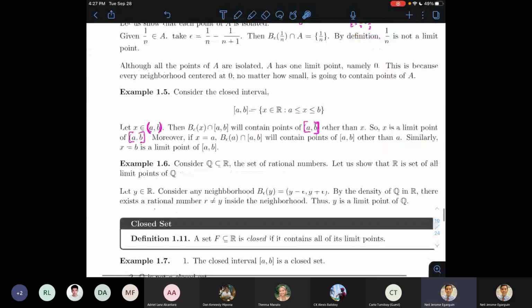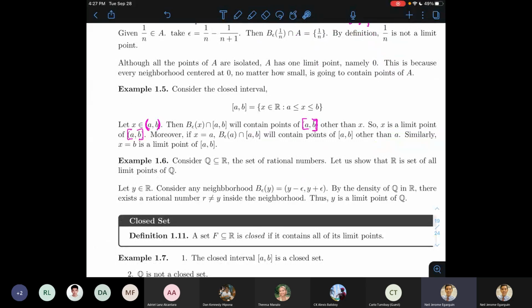Okay, going back, let's go to example 5. I made some correction to example 5, so kindly take note of these. So in example 5, we considered the closed interval AB, and then we want to show that every element of this set is a limit point. Okay, kung yung example 4, lahat ng elements niya ay isolated, baliktad naman, lahat ng elements ng set na to, which is the closed interval AB, is a limit point.